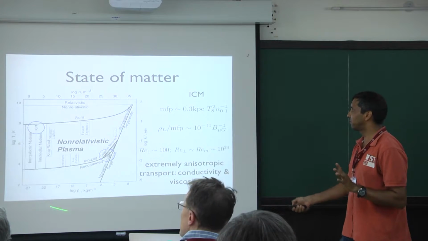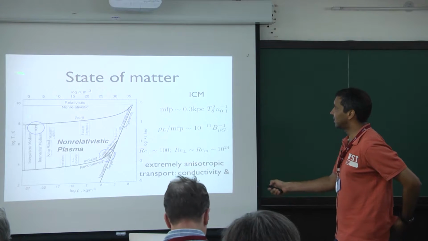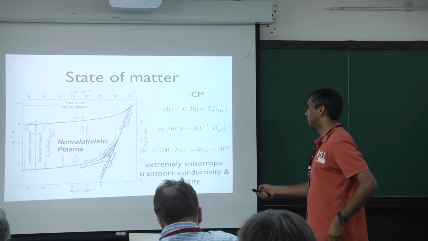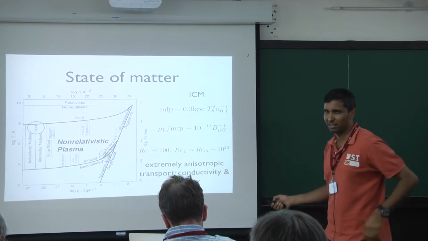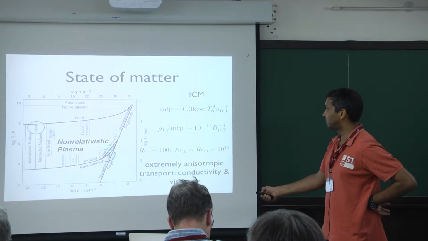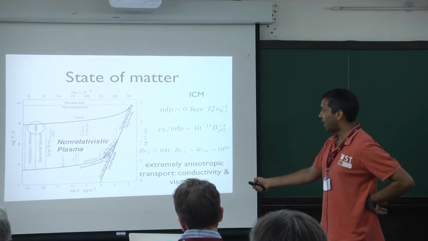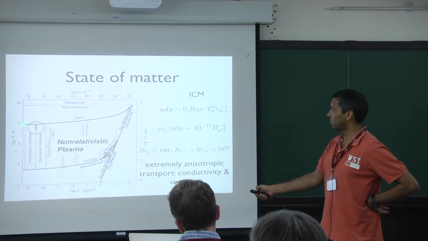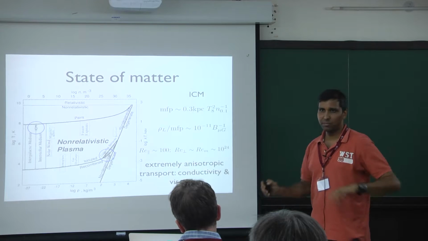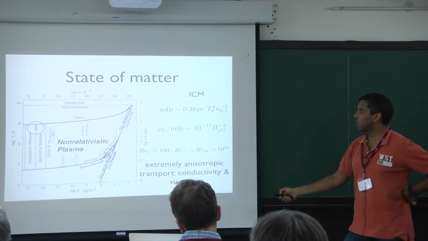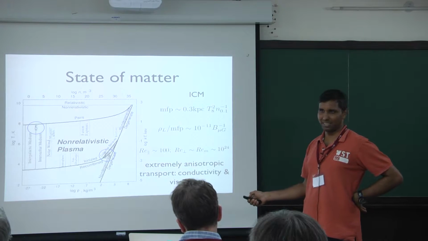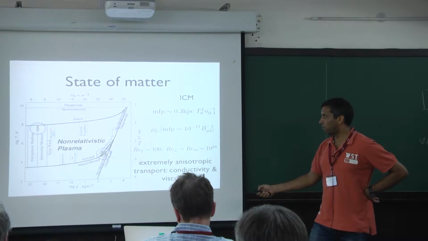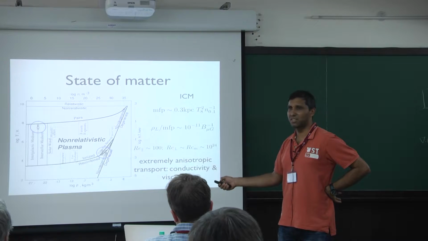Just to calibrate our scales, this is the temperature-density distribution of different types of matter that we are familiar with. This is Earth's core, this is the solar core, high density for me, and relatively lower temperature. What I'm going to talk about is the intracluster medium, this diffuse X-ray emitting plasma, which is about 20 orders of magnitude lower density compared to these systems. And because of that, the properties of this medium or this plasma are very different.